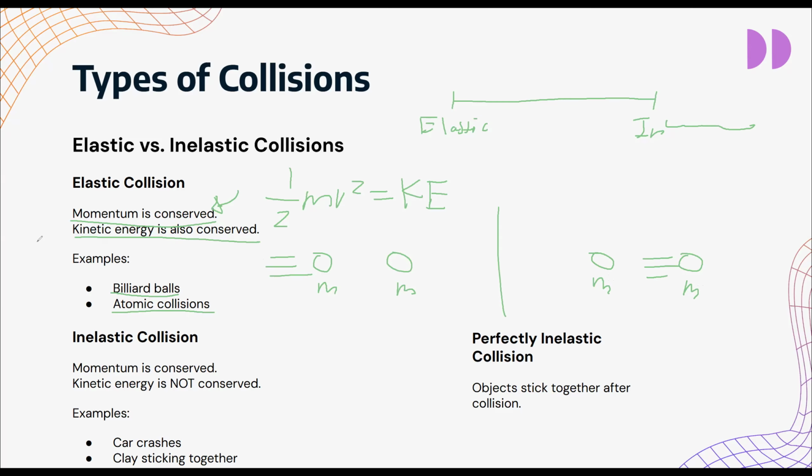So the red ball comes over and hits the green ball, and these have the same mass. After the collision, the red ball is now standing still, and the green ball is flying off with the same velocity the initial red ball had.